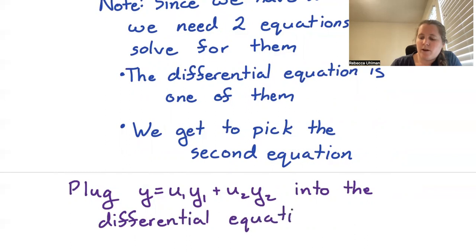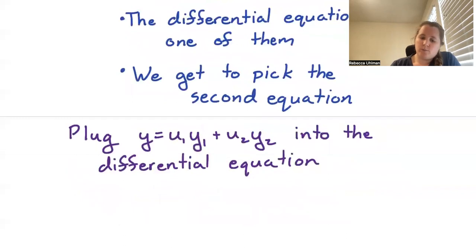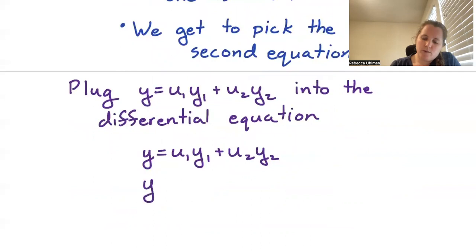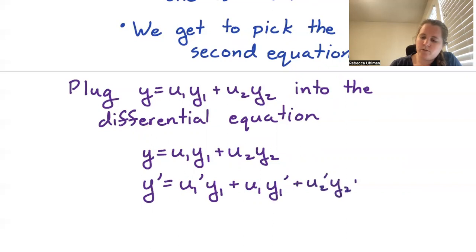And doing that will require solving for y prime and y double prime. So we have y equals u1 times y1 plus u2 times y2. Y prime is equal to u1 prime times y1 plus u1 times y1 prime plus u2 prime times y2 plus u2 times y2 prime.